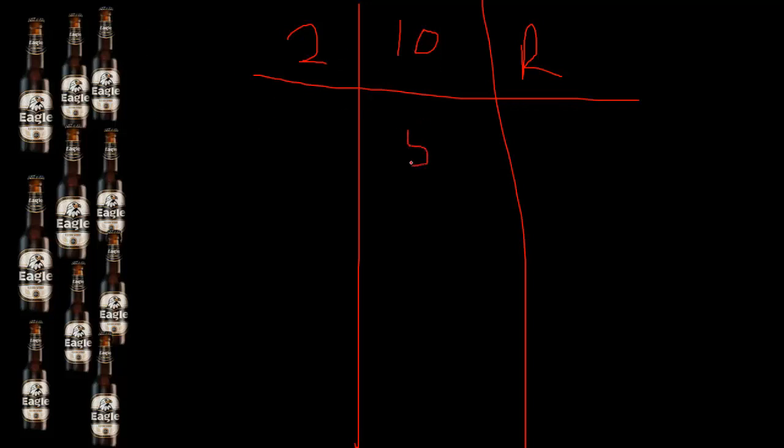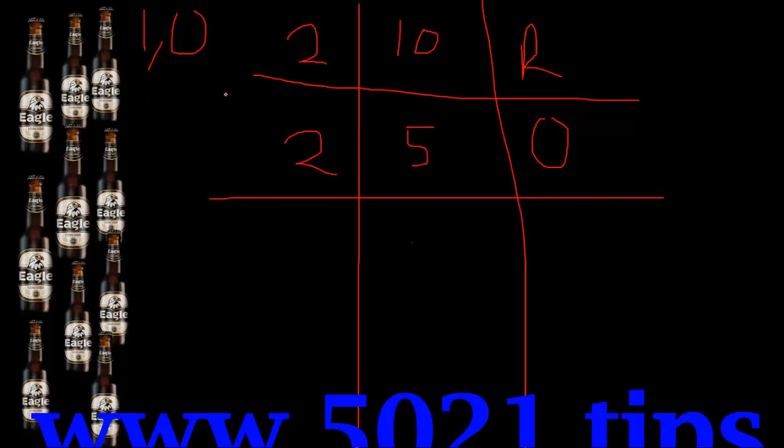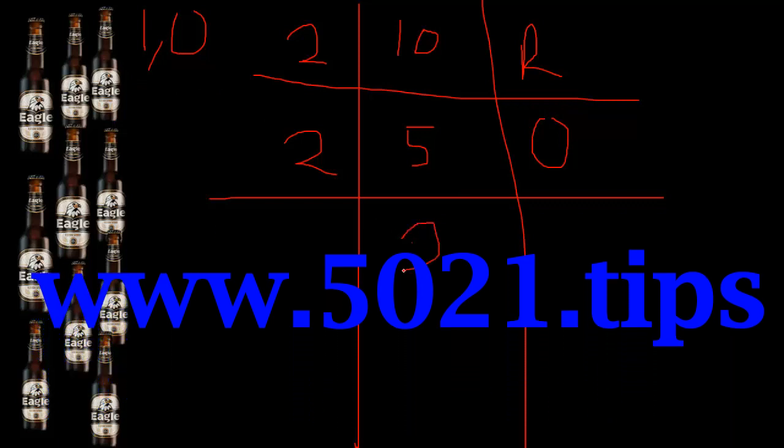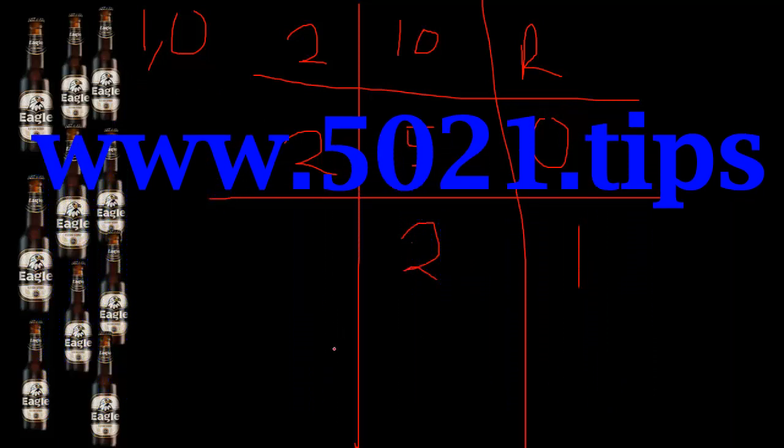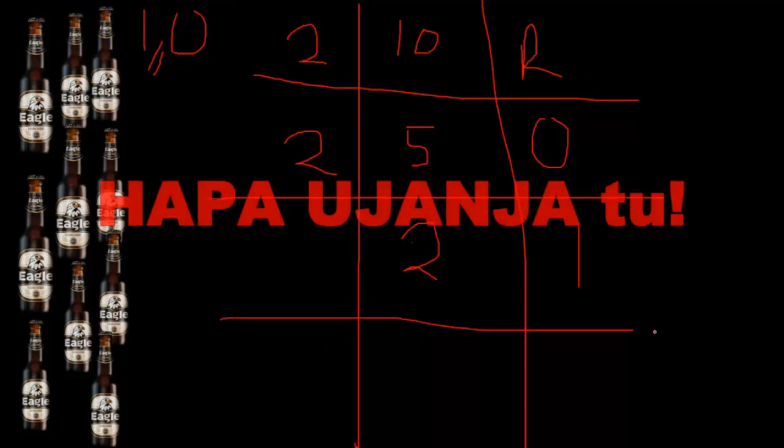Divide by 2. How many does each get? 5. Is there a remainder? 0. Remember the computer wants to see either 1 or 0. So you close here. Now this 5, divided by 2, every person gets 2 and you remain with 1. Remember we want to see 1 or 0. So we close here. We are dividing.